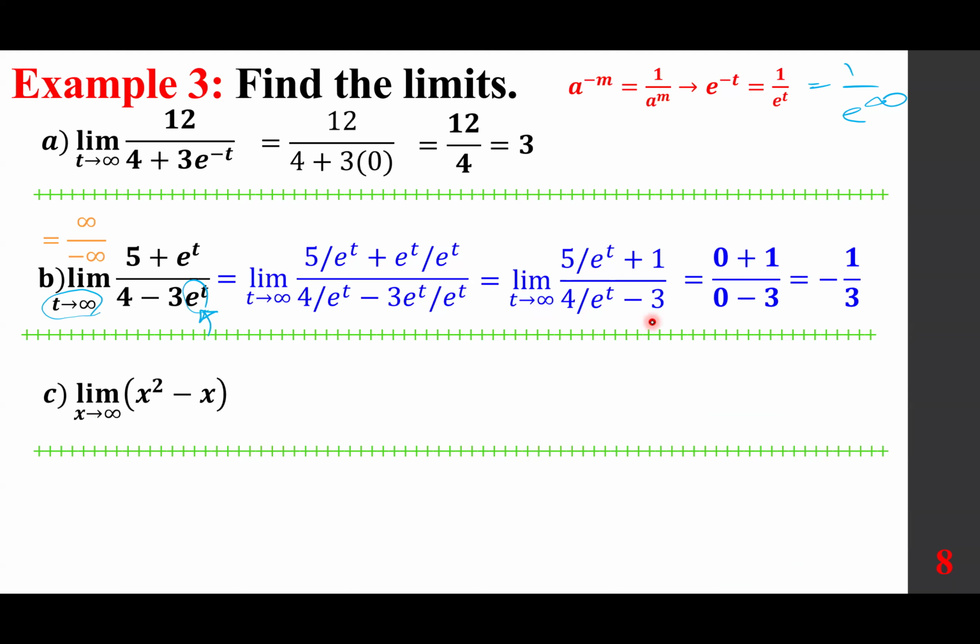What about the limit of x squared minus x as x approaches infinity? Plug in. You get infinity minus infinity. Technique: we can factor it. When we do so, each factor becomes infinity, because infinity times infinity minus 1, and infinity minus 1 is infinity. The answer is infinity.